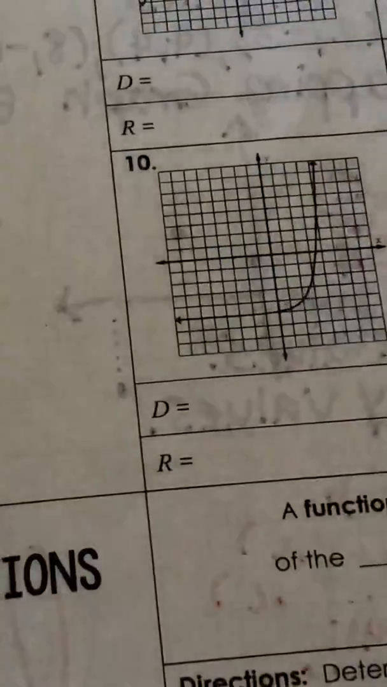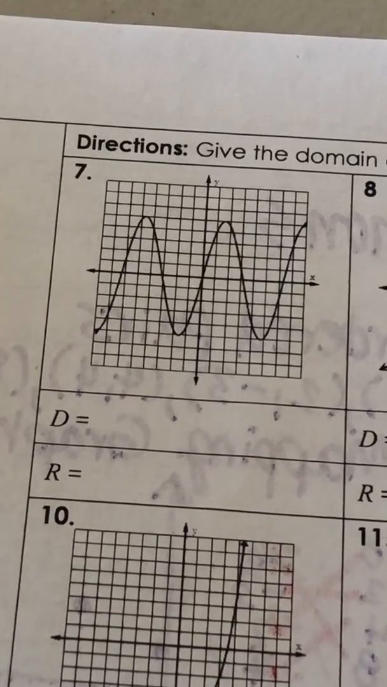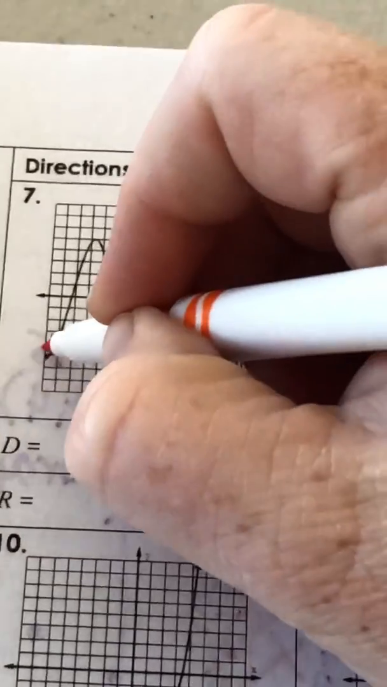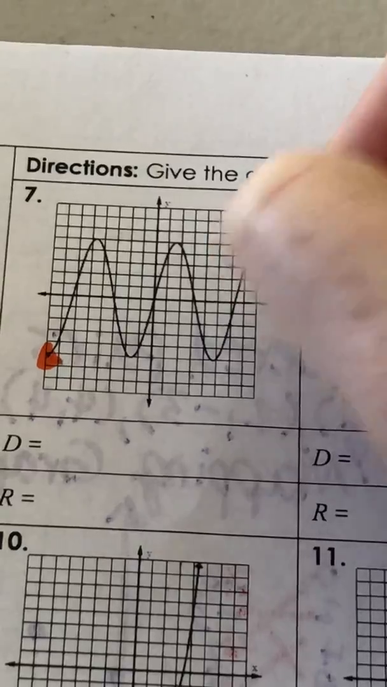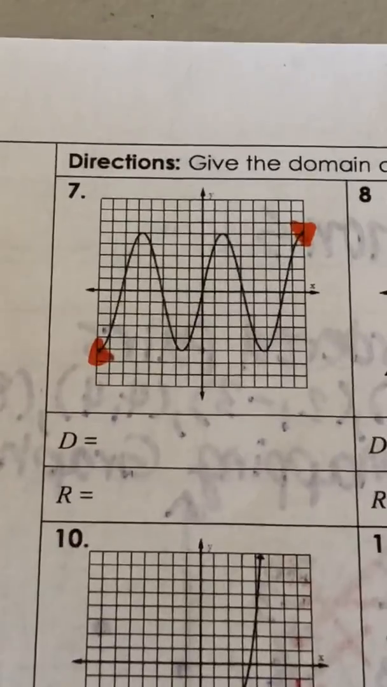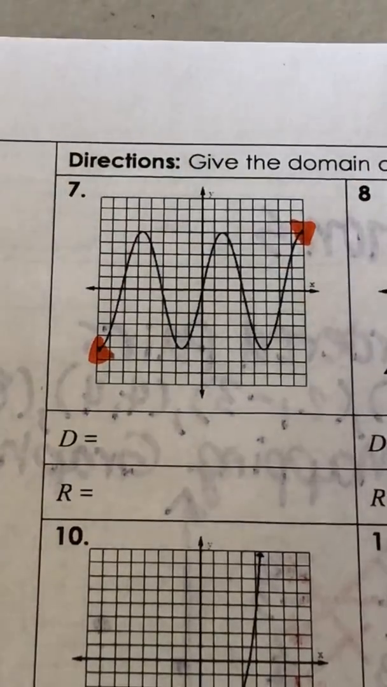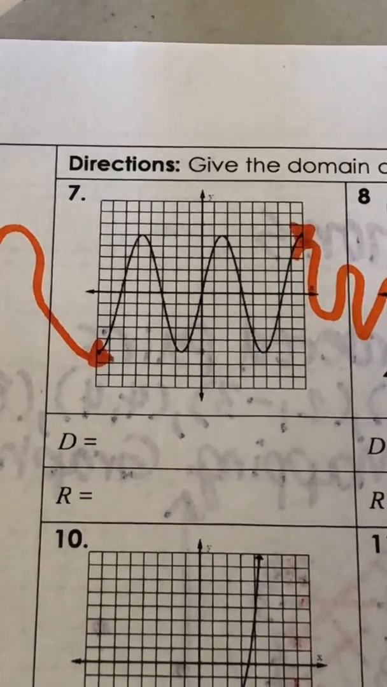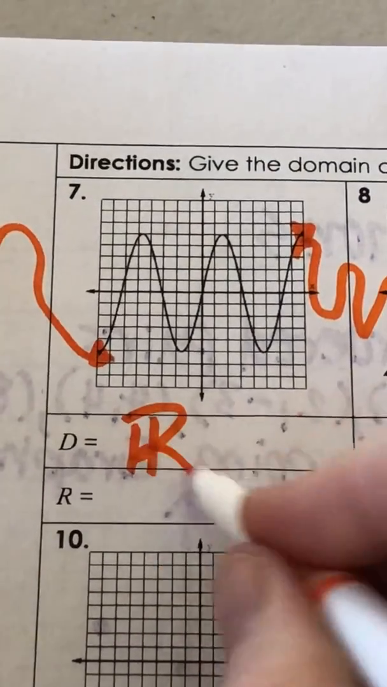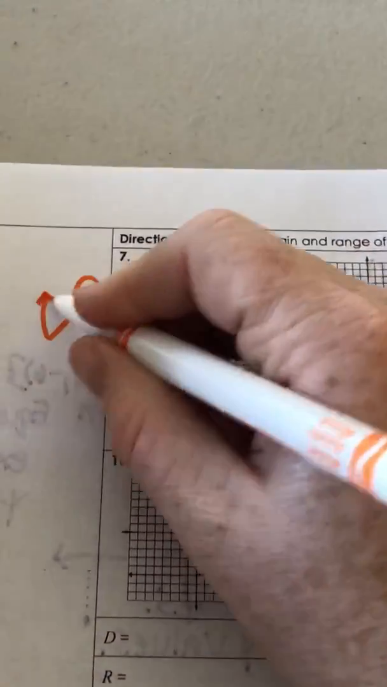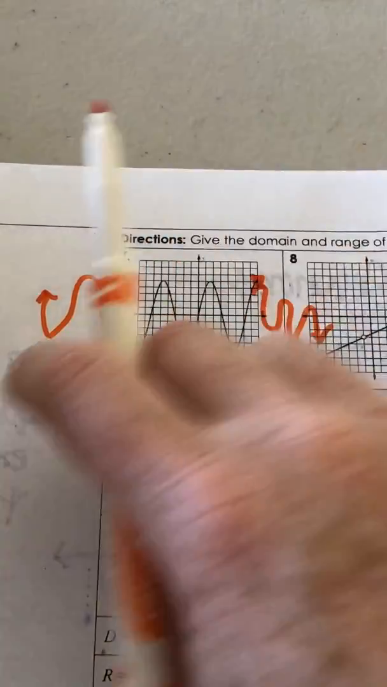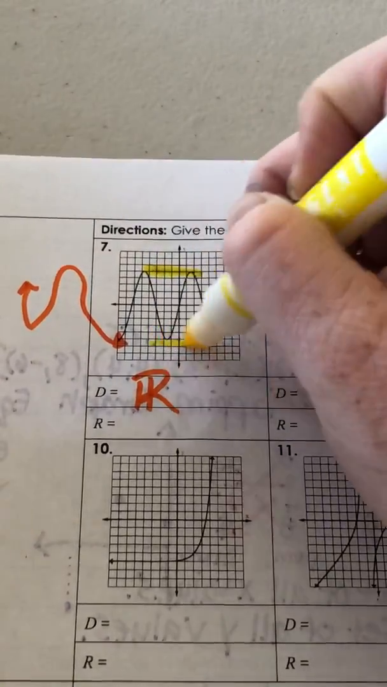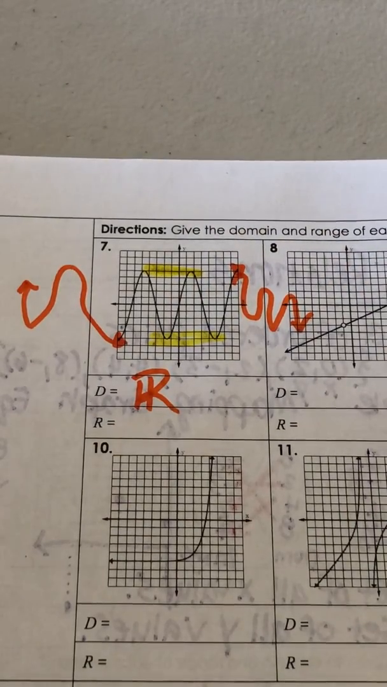Okay, number 7. So think about domain and range. If I look at 7, I'm pretty sure these should have been arrows. Doesn't look like they printed very well. But if we're looking at domain, we're talking about left to right. These will go forever, all the way left, forever, all the way right, forever. Okay, so that's all real numbers. But if you look at the range, there's a clear high and a clear low of this graph.